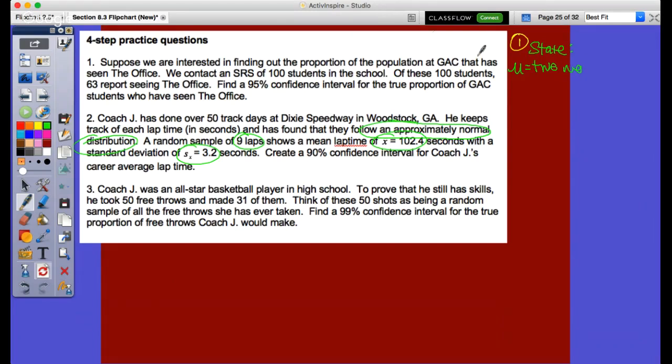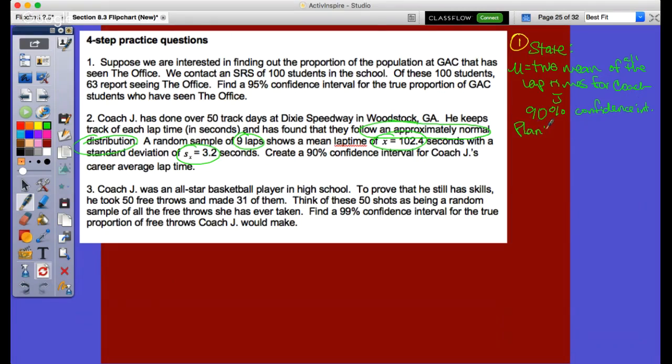of the lap times for Coach J. And you could say all the lap times for Coach J. And this is at a 90% confidence interval. Okay? All right, good.